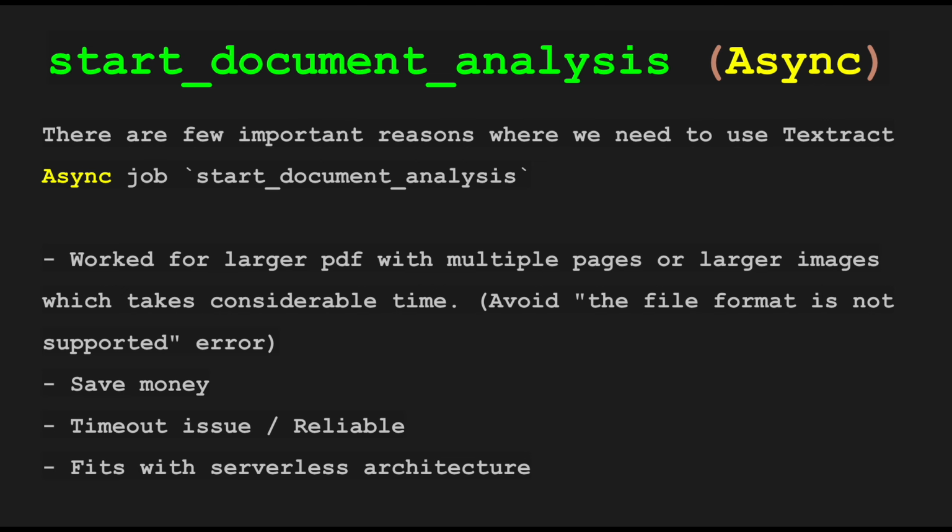Now this is the theory. So now let's see how we can implement the async method step by step, which is start document analysis. I'll show you the other one too in a bit to give a comparison, but mainly focus on start document analysis and how we implement it through Python. So let's go to VS Code and start deploying.